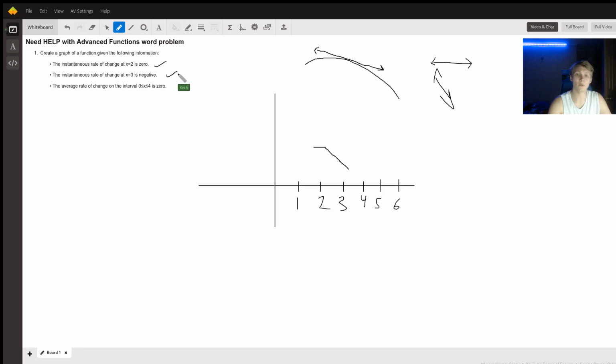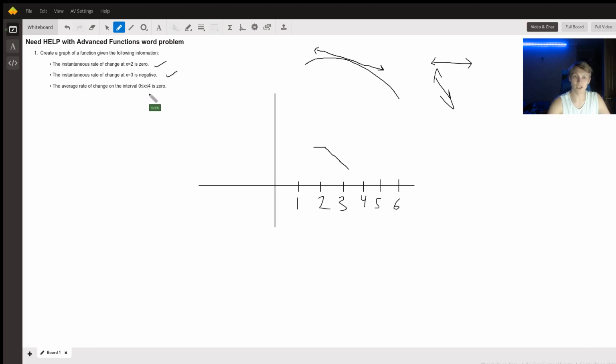Check. And now we need the average rate of change on the interval between 0 and 4, including both 0 and 4, to be 0. This is a little different from the instantaneous rate of change, which is the tangent line at one point. Here the average rate of change is asking how much the graph is changing over a larger period, in this case between 0 and 4. So it's basically asking how we can make sure that the graph doesn't change at all between 0 and 4. The obvious answer is just put 2 points, one at x equals 0, one at x equals 4, at the same height. But let's dig into this a little bit to really understand what's going on.